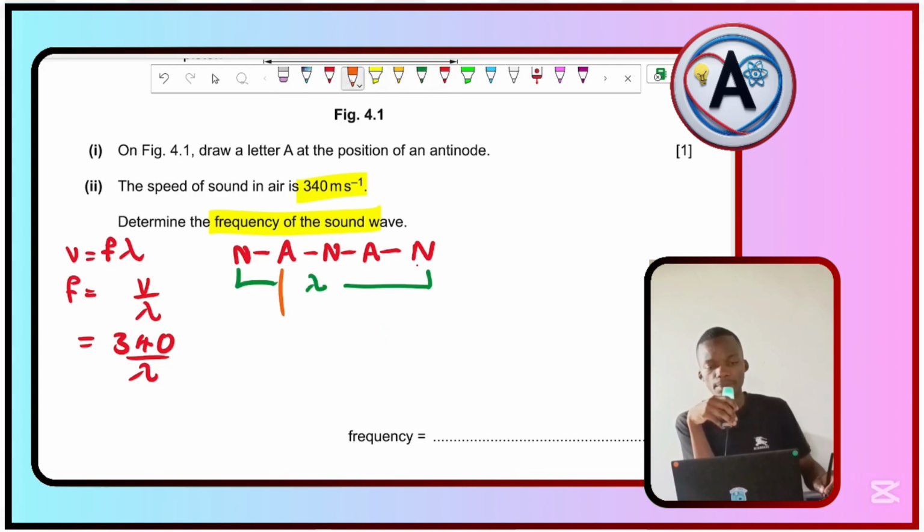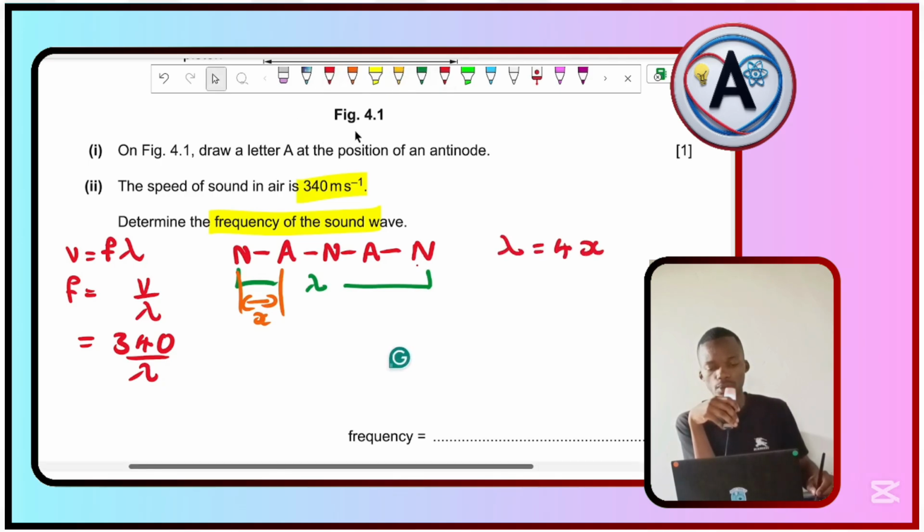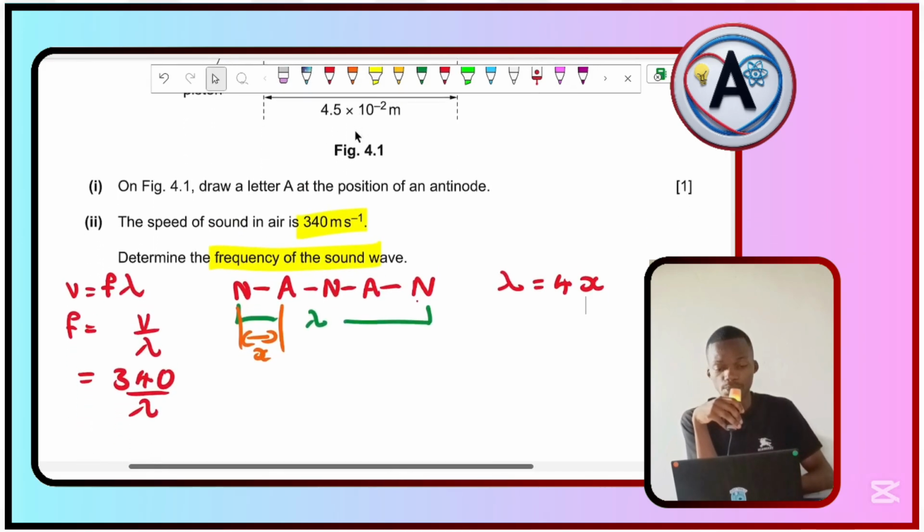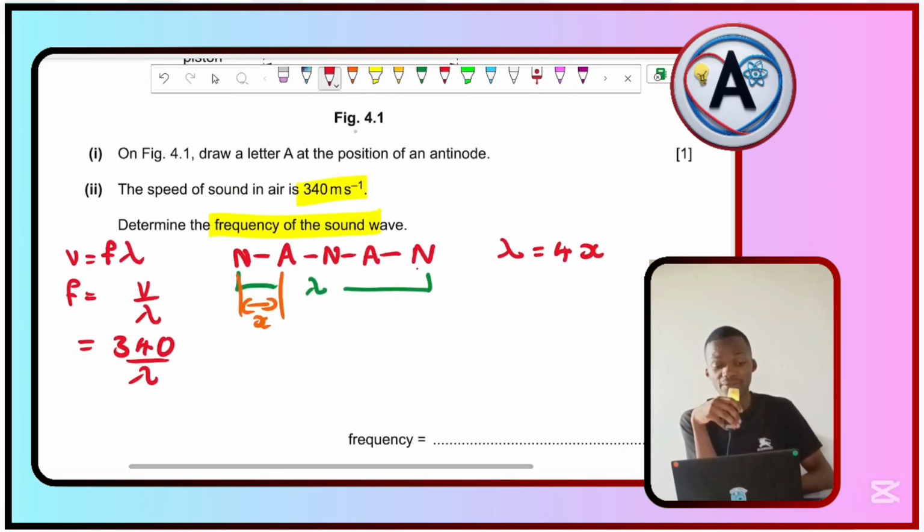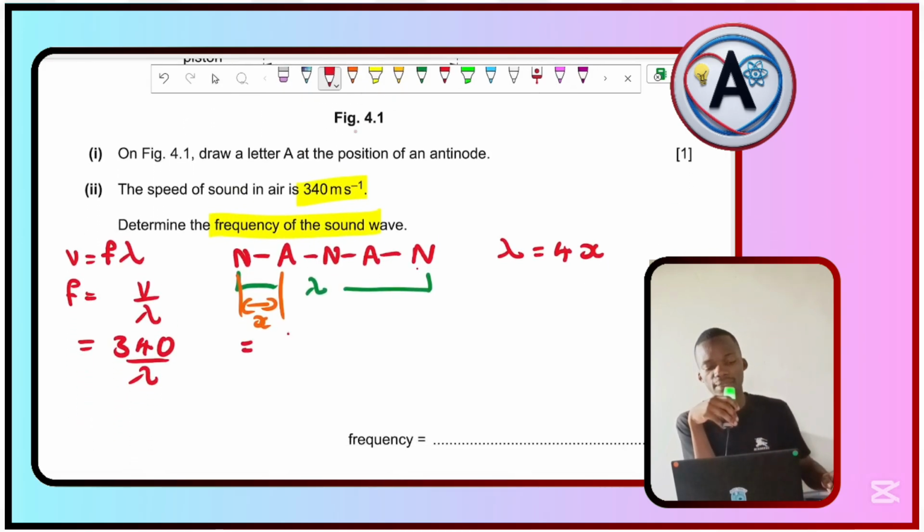But all I'm given is this length over here. Let's say it's x. How many x's do I have? I have 1, 2, 3, 4. I have 4 x's. So I know that my lambda is just going to be 4x. And I have the length of x, which is just 4.5 times 10 to the power of negative 2. So that's the length of that.